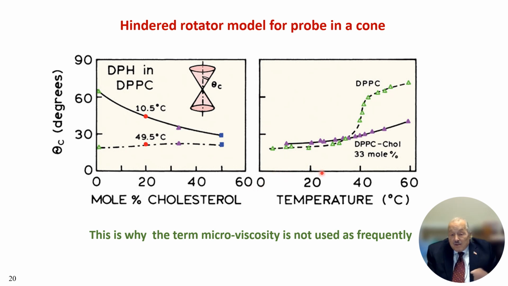And you see that at low temperature, below the phase transition, the DPH can only rotate about 15 degrees before it is blocked by the acyl side chains. But if you get up above the phase transition, the DPH can rotate freely, and that this angle becomes larger. So initially the microviscosity term was used because the viscosity of probes in solvents of known viscosity was compared with the viscosity of probes in membranes, and that proved to be not a valid comparison.